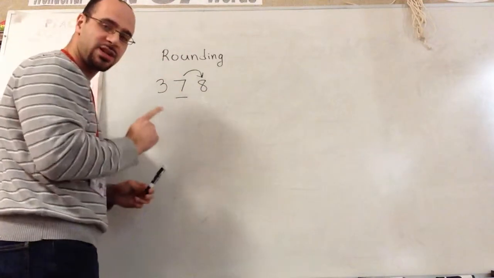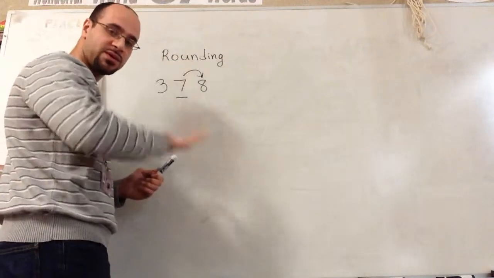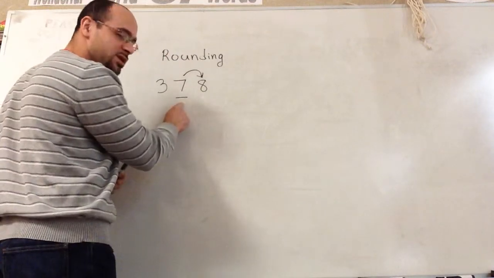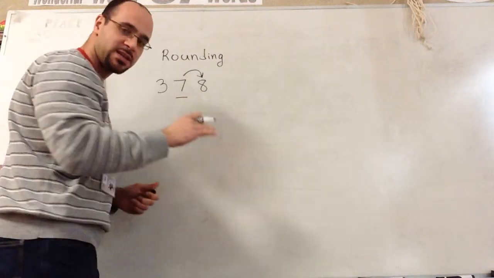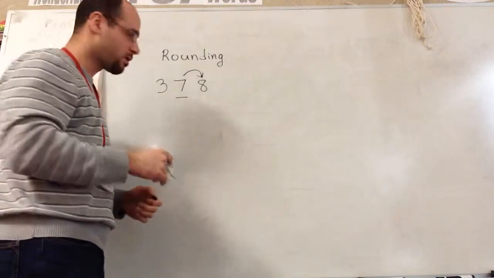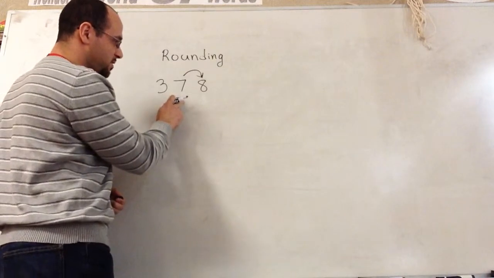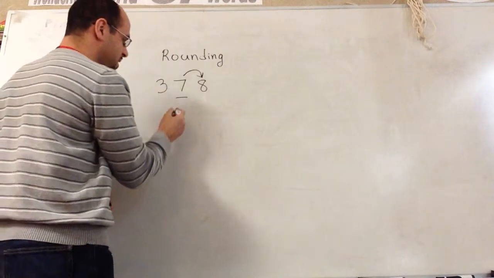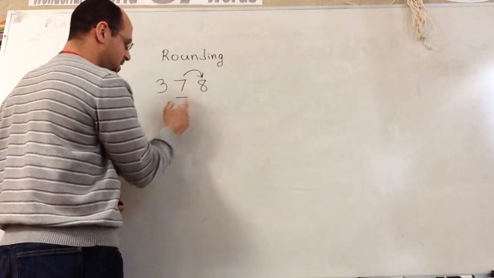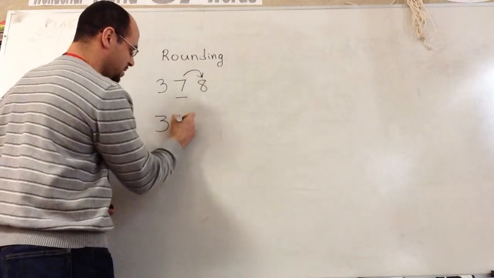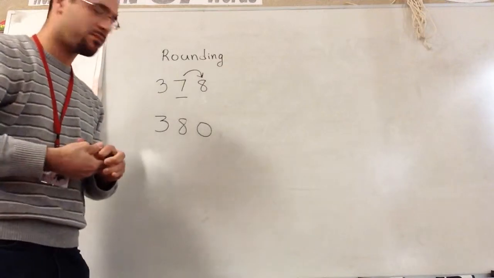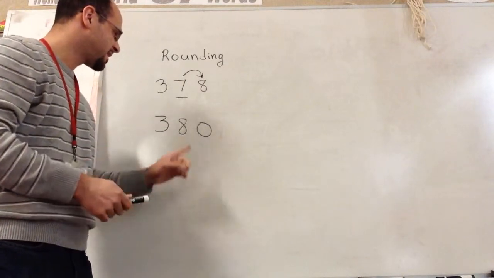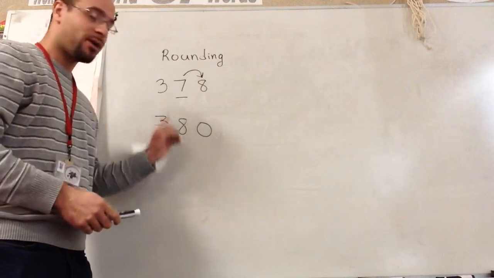So the number that actually changes, that goes up or stays the same, is the one that you're underlining. So in this case, the 8 is 5 or more, let it soar, which means that this number is going to change. It's going to go up 1. So instead of 378, it's going to go to 380.